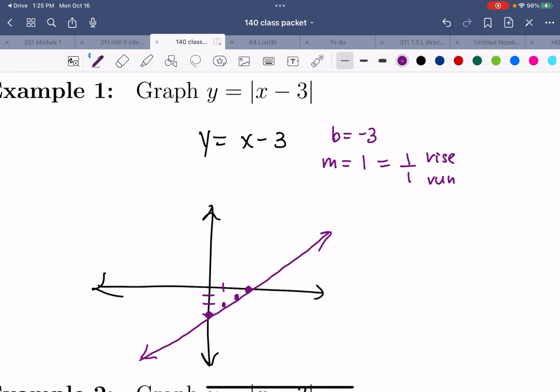Now, absolute value of x minus 3 would take anything that's negative below the x-axis and flip it up. So I'm going to keep this part over here, so that remains here, including this point at 0. And then I'm going to reflect that up this way, as straight as I can. Sorry, it's not perfectly straight. And so the red one is your y equals absolute value of x minus 3.